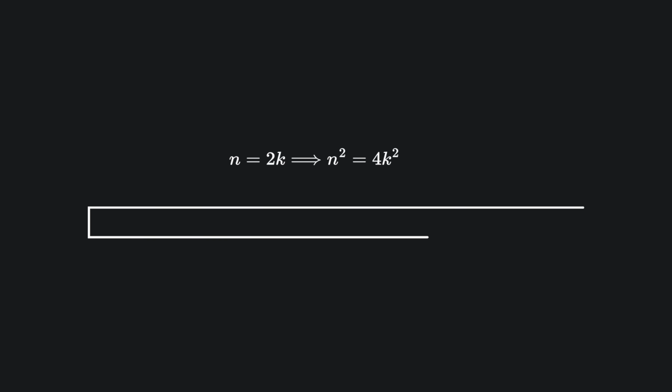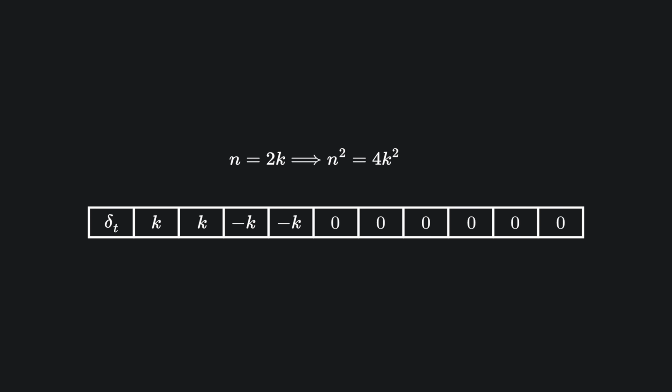On the flip side, when n is even, by definition, we can write n as 2 times some integer k. So n squared equals 4k squared, meaning the following sequence of deltas is valid. Thus, anytime n is even, we could find at least one set of valid inputs.